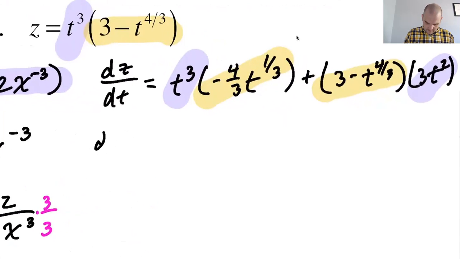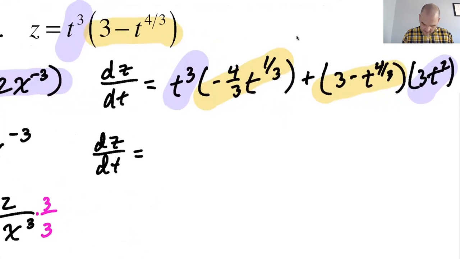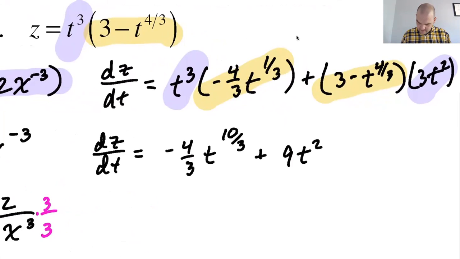So dz dt. So z is the dependent variable, t is the independent variable, so it's dz dt is negative 4/3. Ugh, threes, they're my worst. 3t to the, so it's 3 plus 1/3, so 9/3 plus 1/3, 10/3. And then plus, we're going to distribute here, so 9t squared minus 3t to the 6/3 plus 4/3 is 10/3.